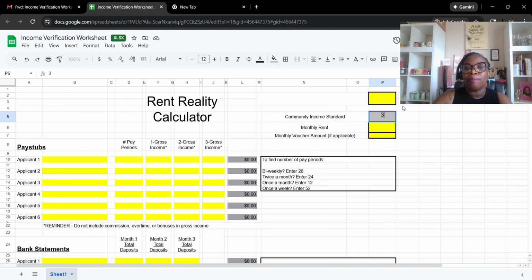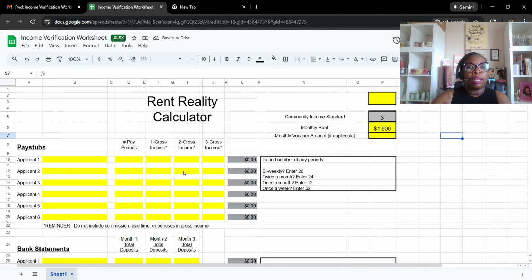Monthly rent. How much is the apartment that you're wanting to rent? How much is the monthly rent? Let's just say for the sake of the tracker that your monthly rent is going to be $1,900 a month.